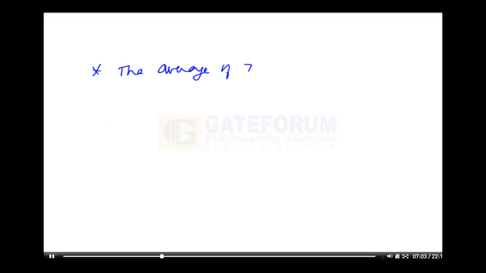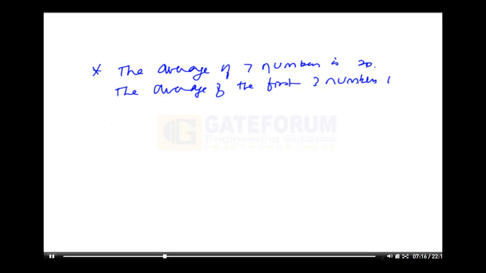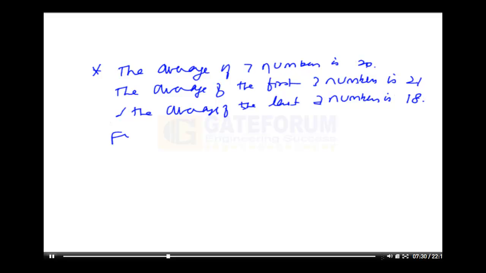The average of 7 numbers is 20. The average of the first 3 numbers is 21, and the average of the last 3 numbers is 18. Find the fourth number.